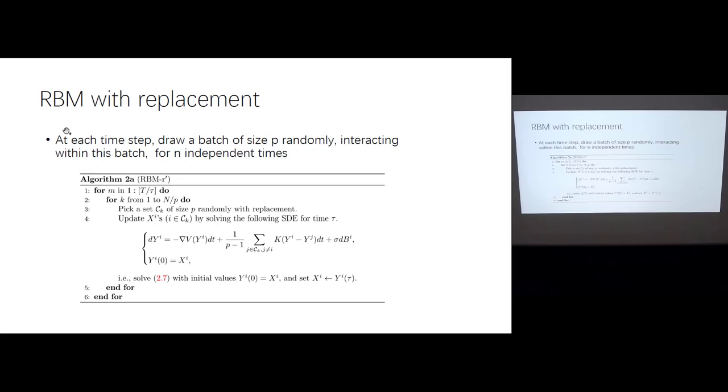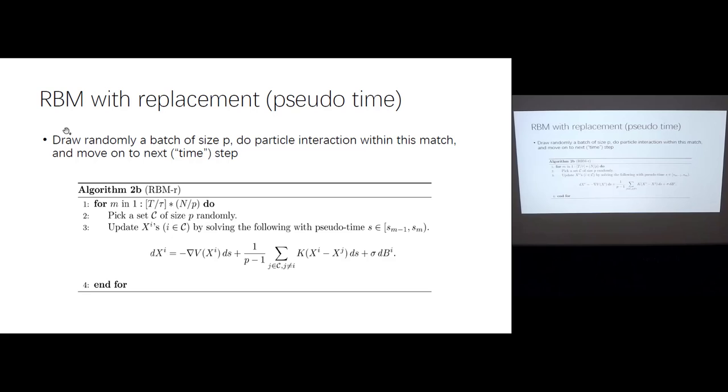You can also forget about time steps. Just draw p particles, let them interact, put them back, and draw another p particles and move on. That's what is called the second version of RPM, sampling with replacement.